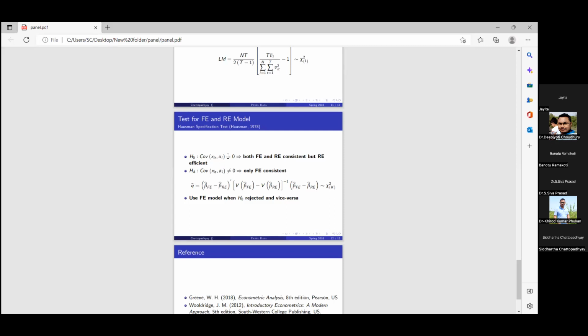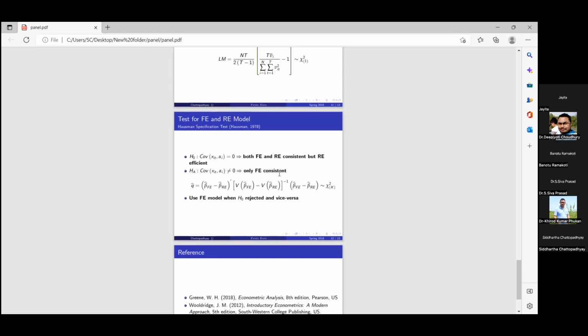So the null hypothesis is that this is equal to 0, and the alternative is that it is not equal to 0. If I accept this null hypothesis, both FE and RE can be estimated consistently, but it can be shown that the random effect model is more efficient. It has lower variance. But if they are correlated somehow, the random effect is completely gone because that is an inconsistent estimate. I only have to go for the fixed effect estimate over here. So this is the important test.